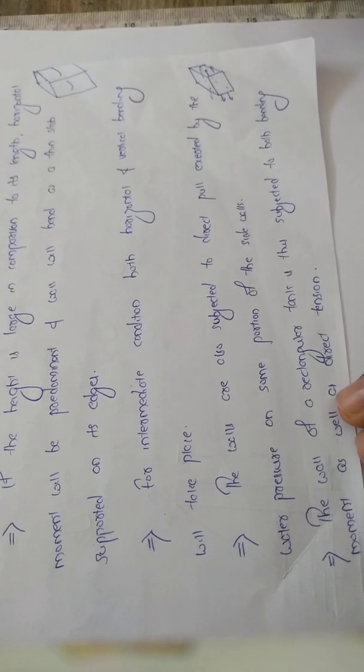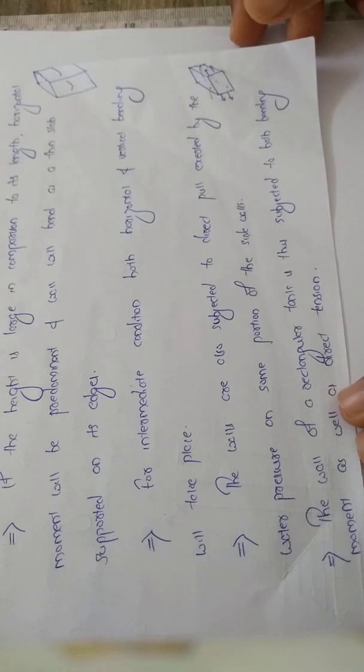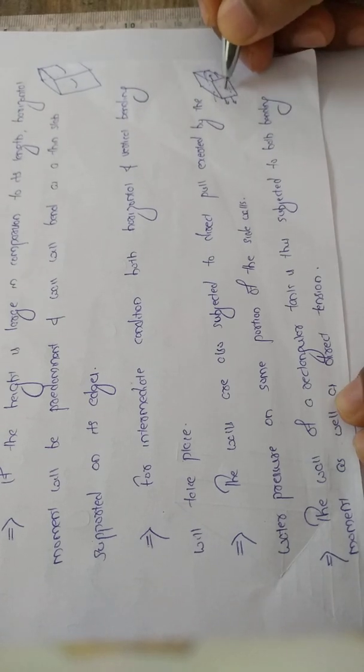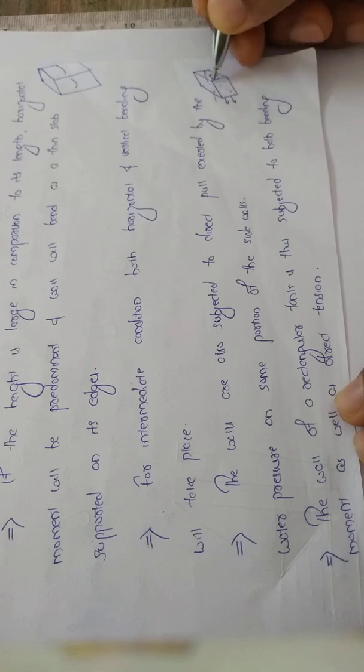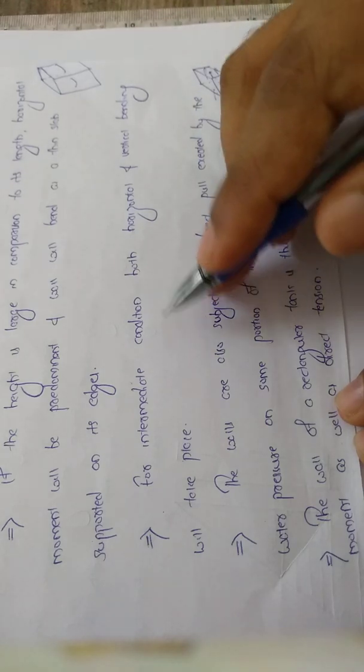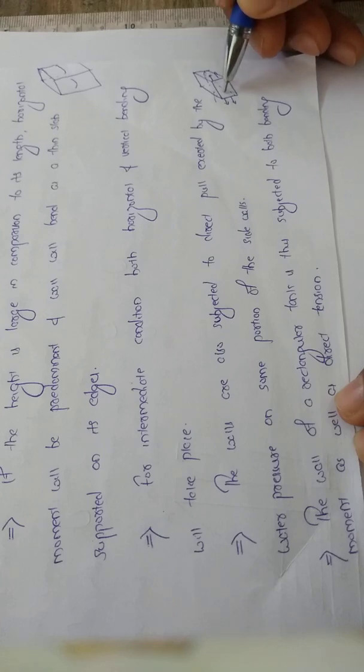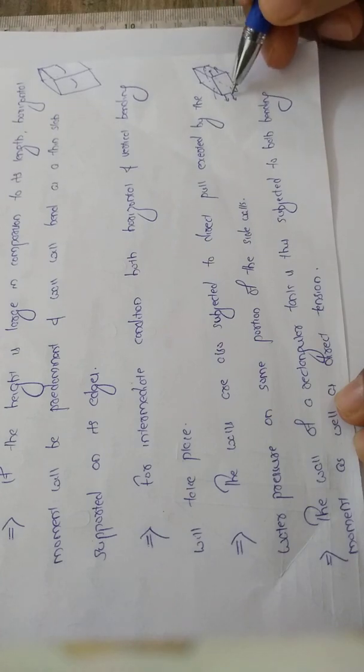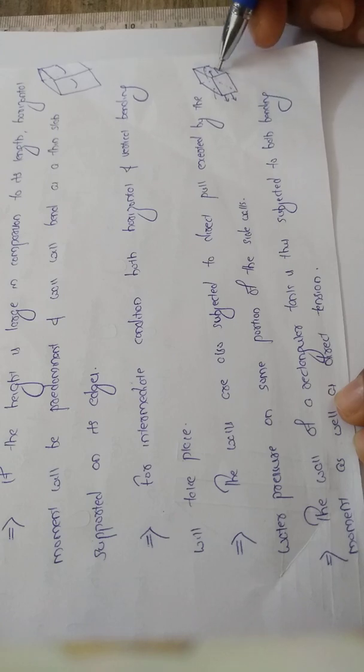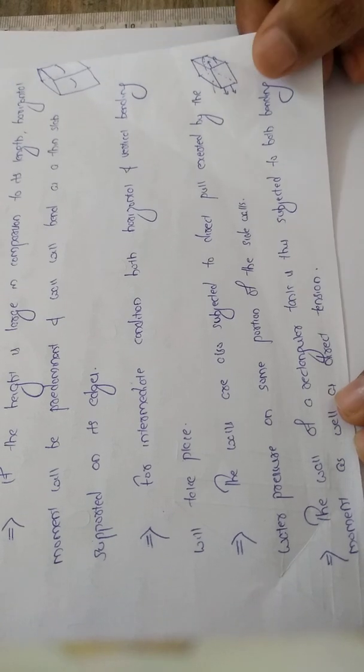The wall of a rectangular tank is thus subjected to both bending moment as well as direct tension. So if the length to height ratio is in the intermediate condition, then we will have both horizontal bending and vertical bending, and along with that we will have this direct tension also.